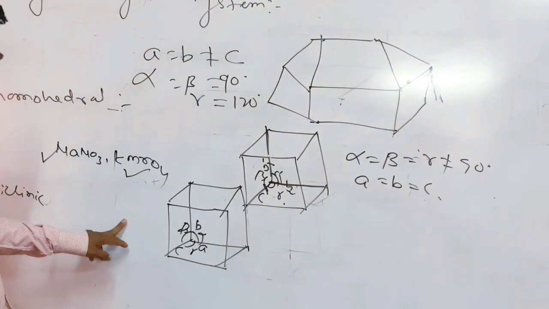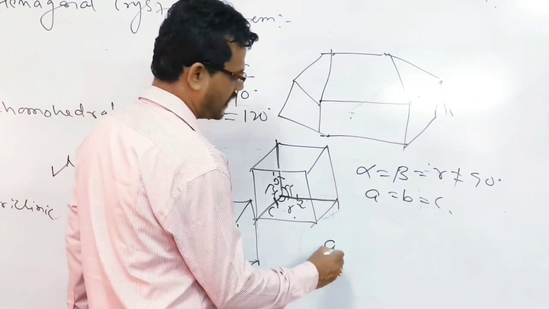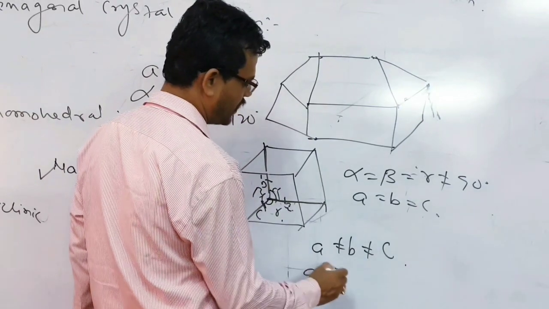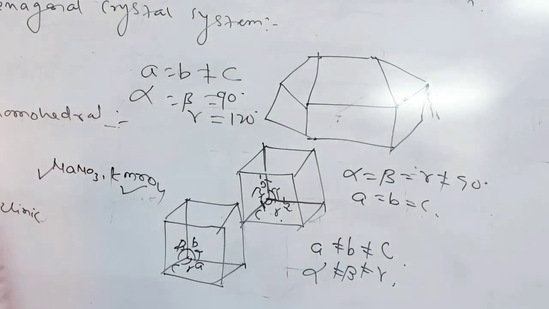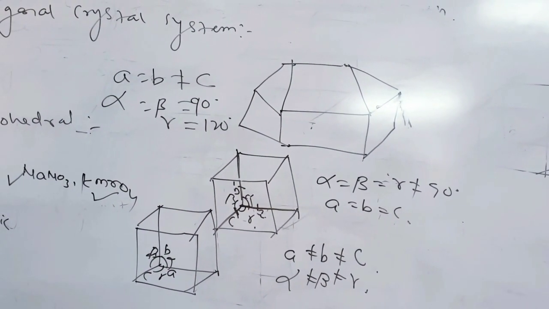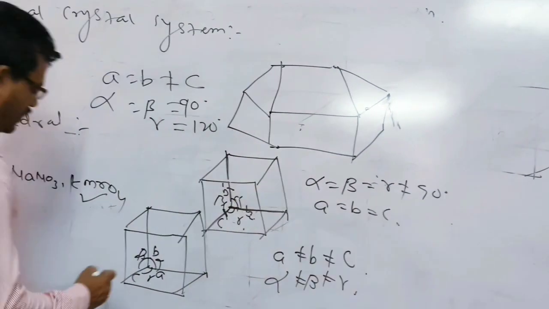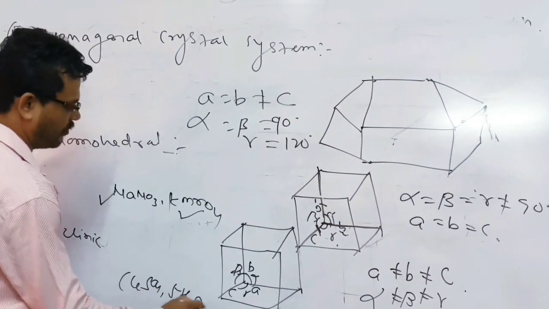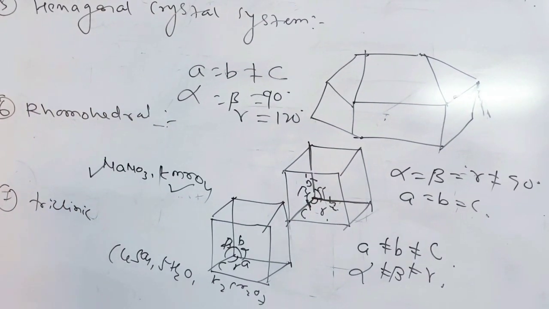In this crystal system, A is not equal to B, not equal to C. Similarly, alpha is not equal to beta, not equal to gamma. So alpha, beta, gamma are not equal, and A, B, C are also not equal. Some examples of these systems are copper sulfate crystals and potassium dichromate, K2Cr2O7. These belong to the triclinic system.